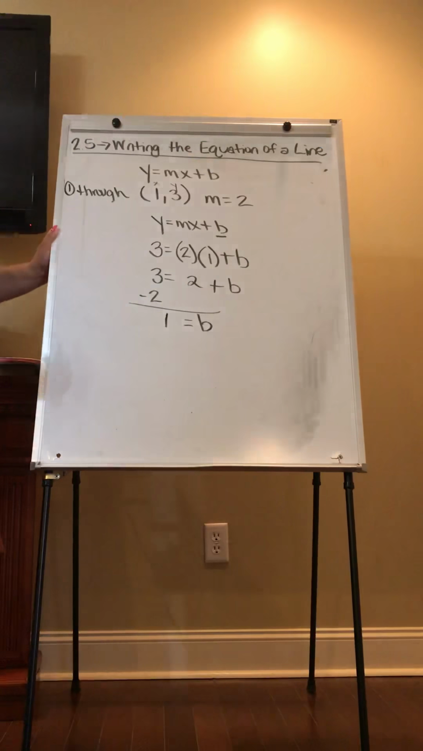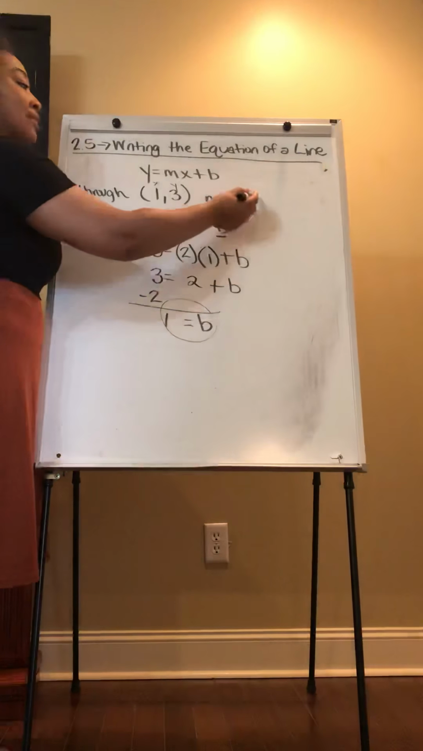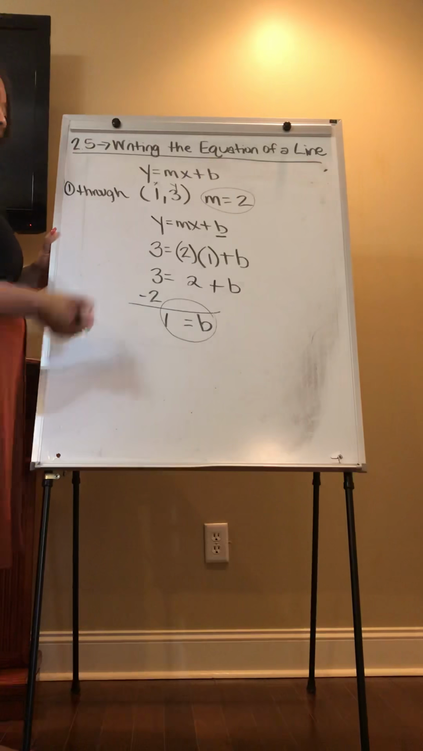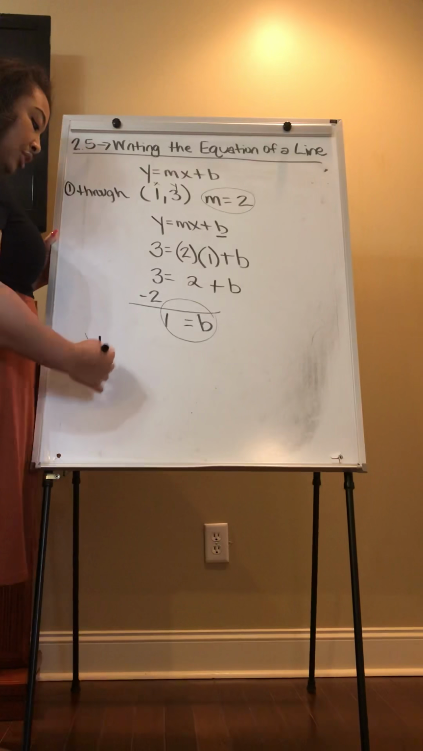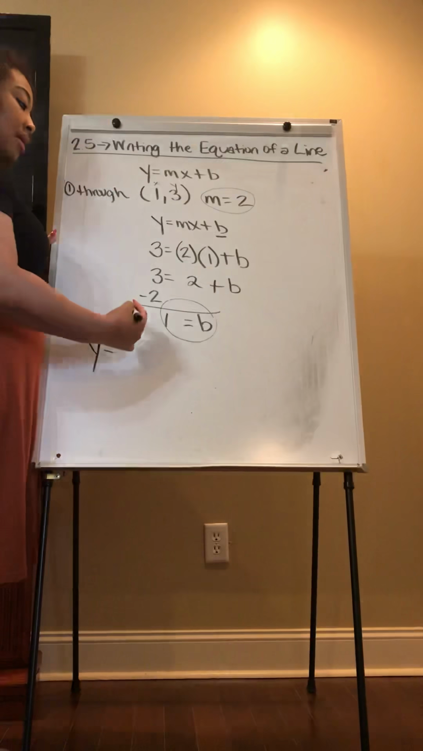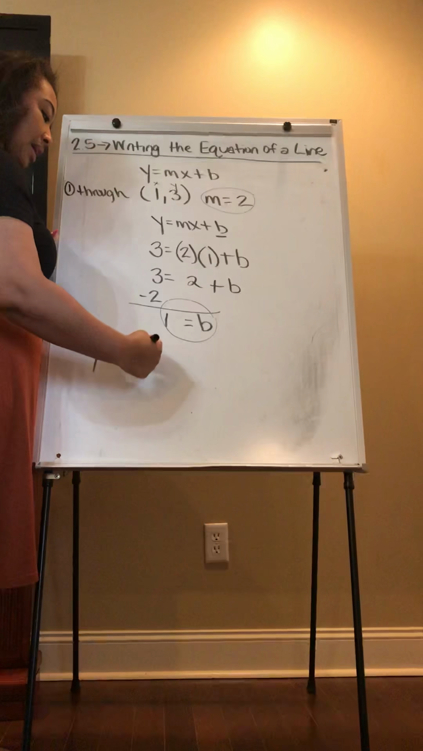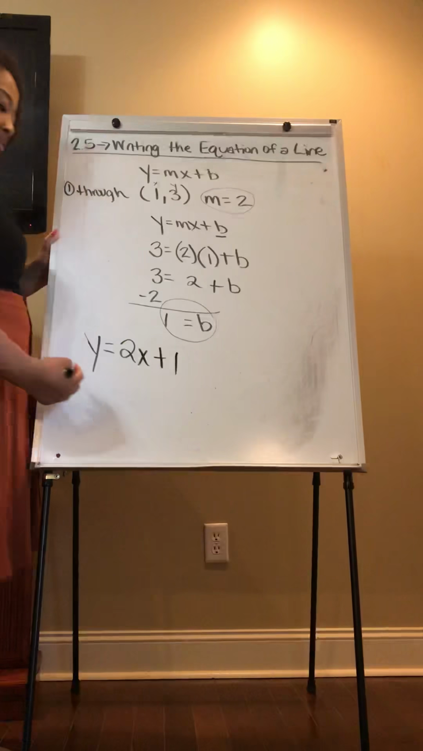Now it's like puzzle pieces. Now I know my y-intercept. I was given the slope. Now write the actual equation. The equation must consist of y and x. So you're going to say y equals, my slope is 2, and I stick an x on it, and my b is a positive 1.